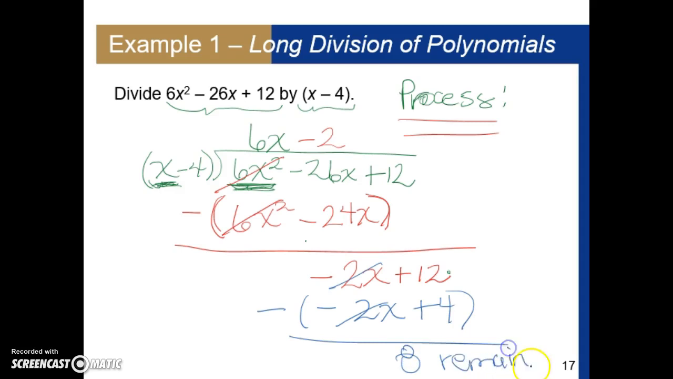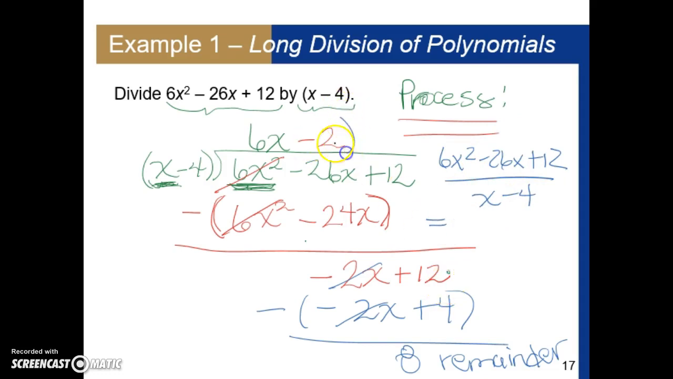And here's why polynomial long division is so helpful to us, because we started out with something that looked like 6x squared minus 26x plus 12 divided by x minus 4. We had this rational expression, and now we can completely rewrite that rational expression as this equivalent polynomial, 6x minus 2 and then plus 8 over x minus 4. So this is a much more simplified version.